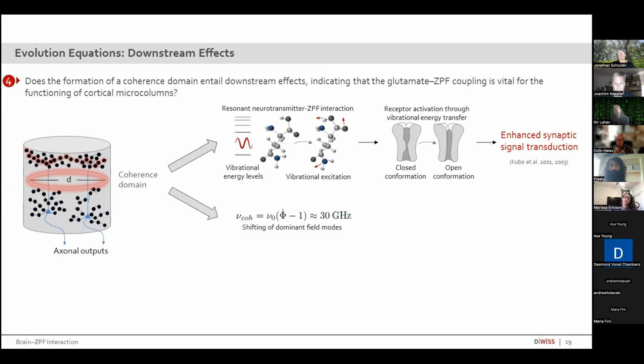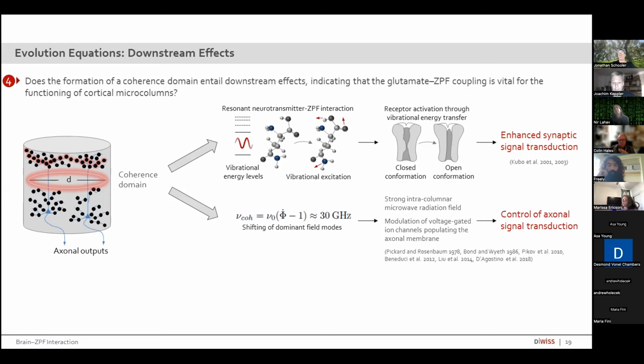On the other hand, we have seen that the resonant interaction leads to, first of all, the boosting of the participating zero-point field modes, but the calculation also shows that the dominant field modes are significantly shifted to the microwave region. So within the microcolumn, the oscillating modes have a frequency of 30 gigahertz. And this is now a strong microwave field that is built up in a microcolumn.